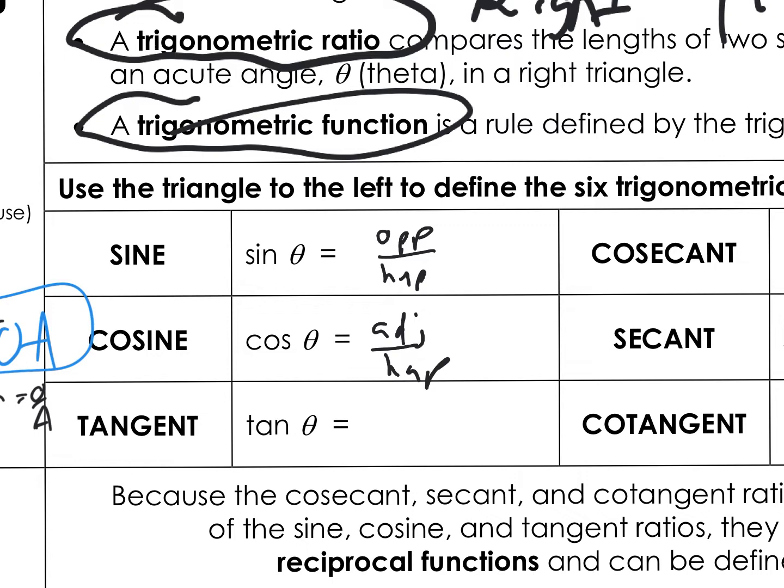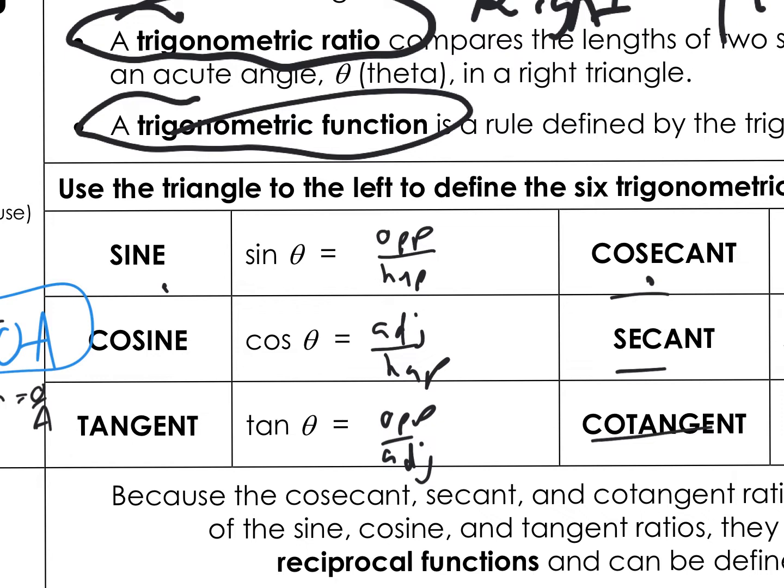The tangent, based on the picture, is opposite over adjacent. Now, did Miss Van Cleve talk to you about the cosecant and the secant and the cotangent? No. Those are called cofunctions. They're related to the function to the left. Sine is related to cosecant. They're related by the reciprocal.